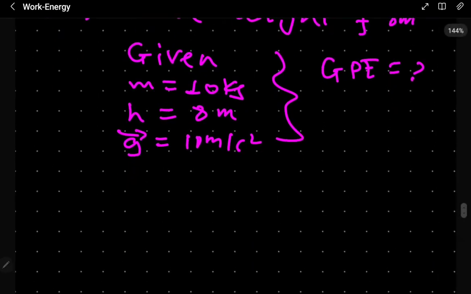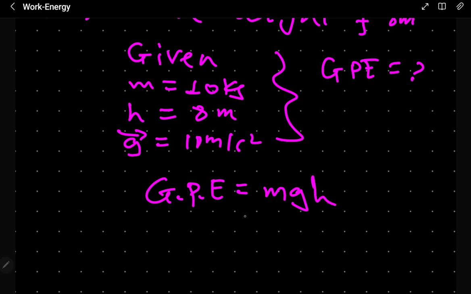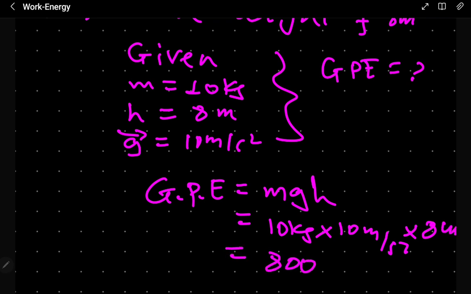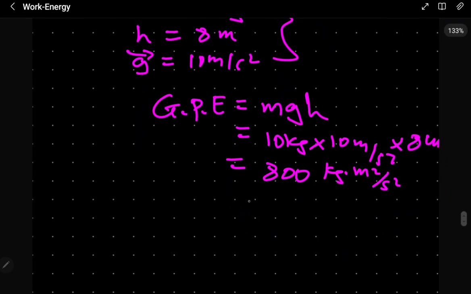Now the formula to calculate gravitational potential energy is the mass times the acceleration due to gravity times the height. So this is equal to how much? 10 kg times 10 meters per second square times 8 meters. This will give you 800 kilogram meter square per second square, which is joule. So 800 joule of energy is possessed by that mass.